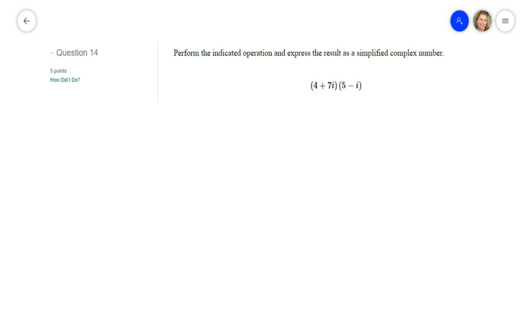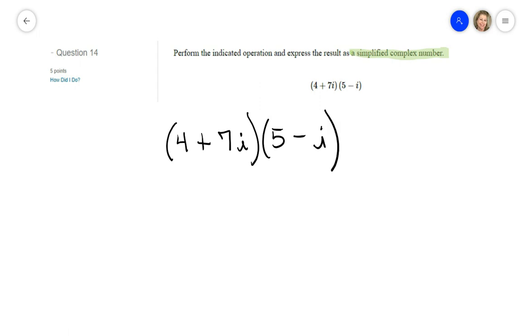Perform the indicated operation and express the result as a simplified complex number. Now, when I look at these, I see a 4 plus 7i times a 5 minus i. And if those i's had been x's or n's or a's or b's, I'd be like, FOIL, FOIL, FOIL. Well, it's no different here.